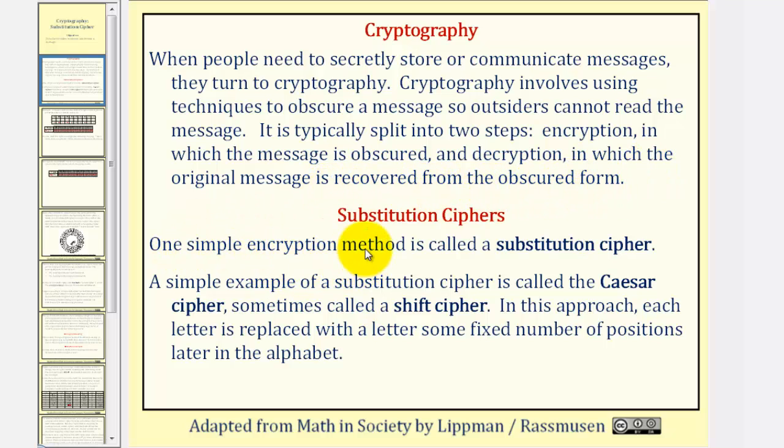One simple encryption method is called a substitution cipher. A simple example of a substitution cipher is called the Caesar cipher, sometimes called a shift cipher. In this approach, each letter is replaced with a letter some fixed number of positions later in the alphabet.